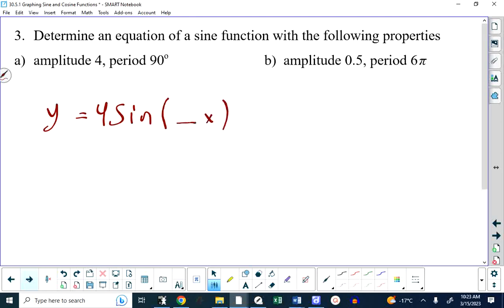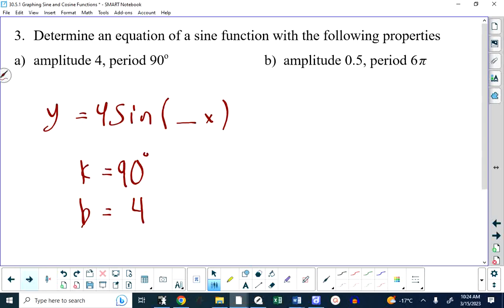What number, our period is 90 degrees. What number will b be? This is requiring more thought, I think, isn't it? Excellent. It will be 4. Did you do it by saying that the regular period is 360, and to get from 360 to 90, I have to squish it by a factor of 1/4? If the stretch factor is 1/4, b is 4.